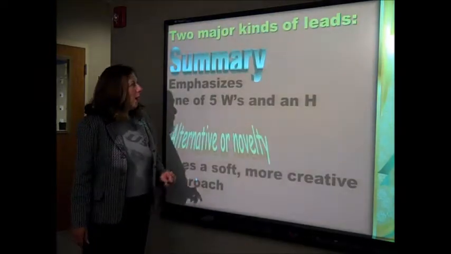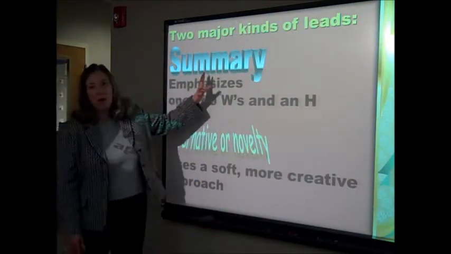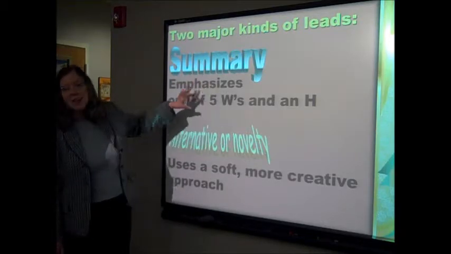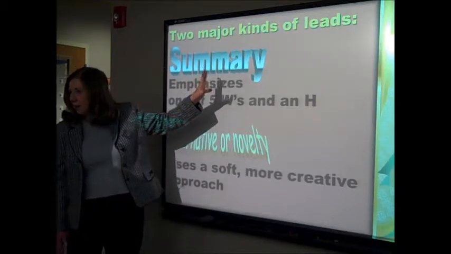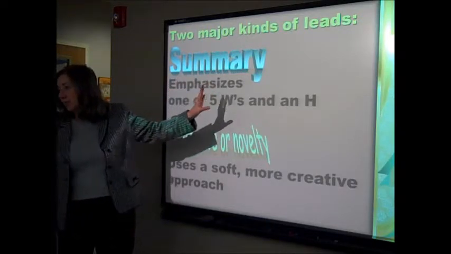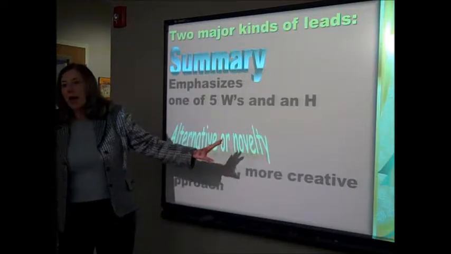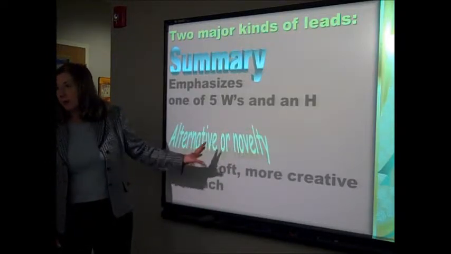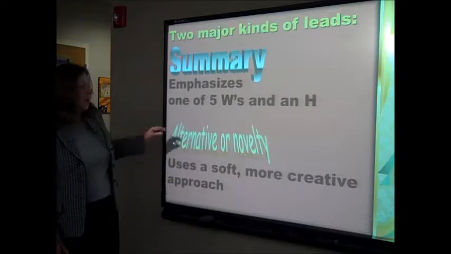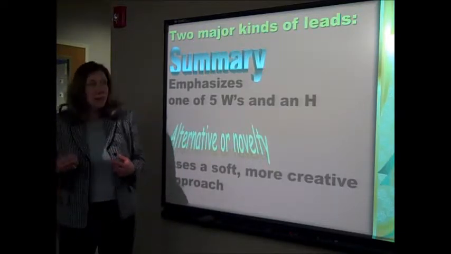Right? Well, we already know that when we're writing a news story, at some point, we can do a summary lead. It's not the most exciting, but at some place, we've got to get all the 5 W's and an H in there. We also know that the more creative approach is to use a novelty lead or an alternative lead. It's softer, more creative, more bringing people into the news story.